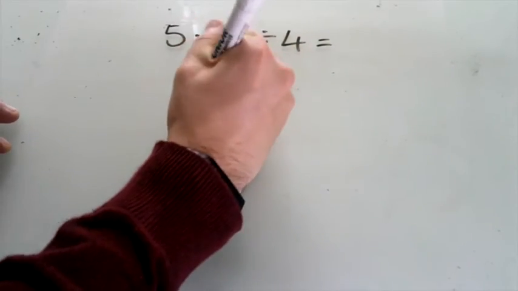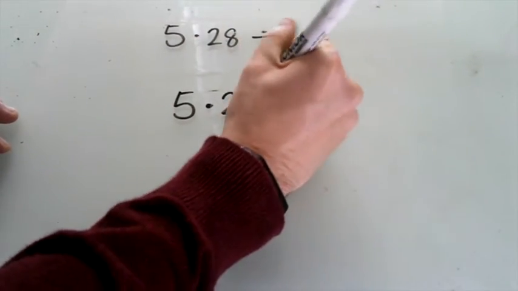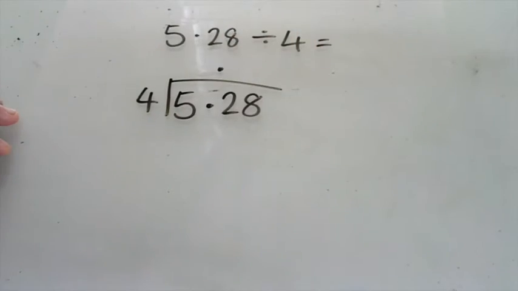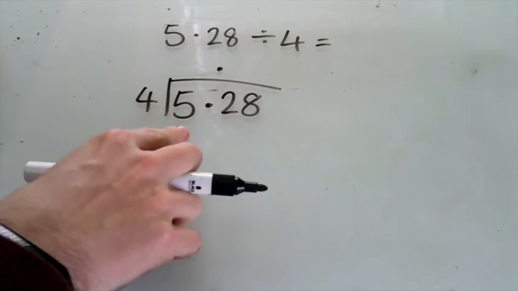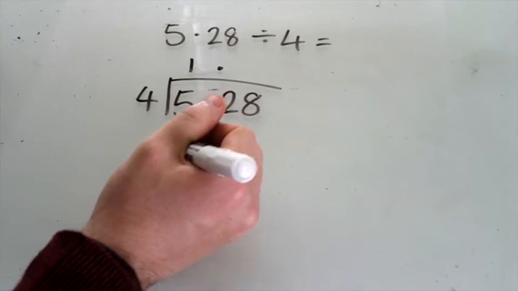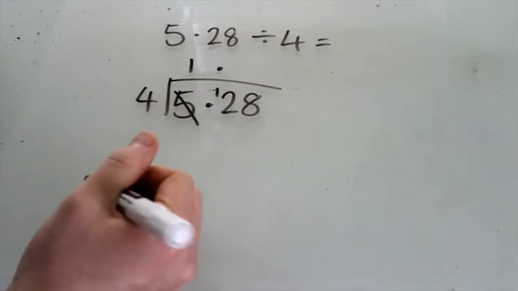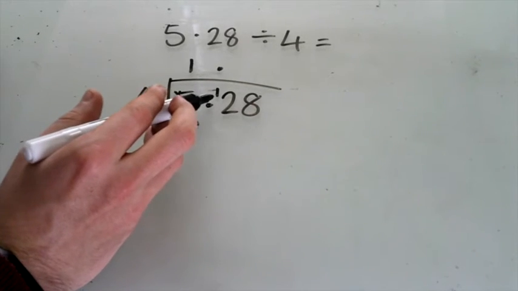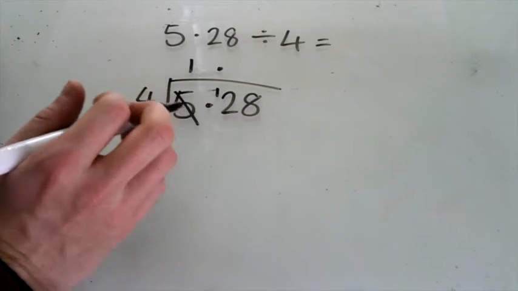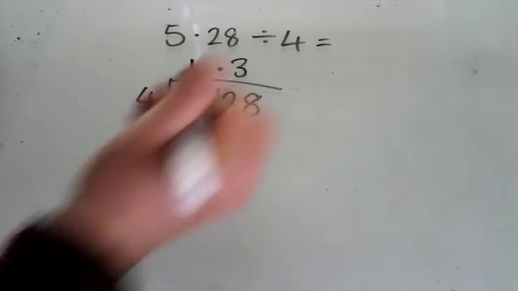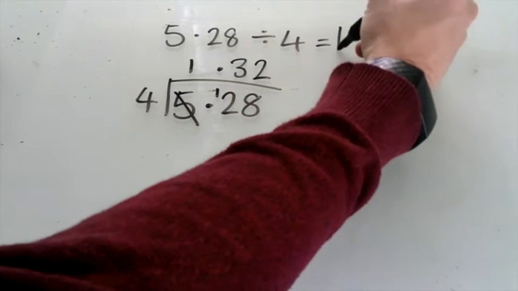So we write out 5.28 divided by 4, and we put our decimal point above it. How many 4's go into 5? 1. How many are left over? 1. Can you see that I took that remainder and moved it over? So now we've got how many 4's go into 12, which is 3. How many 4's go into 8, which is 2. So your answer would be 1.32.